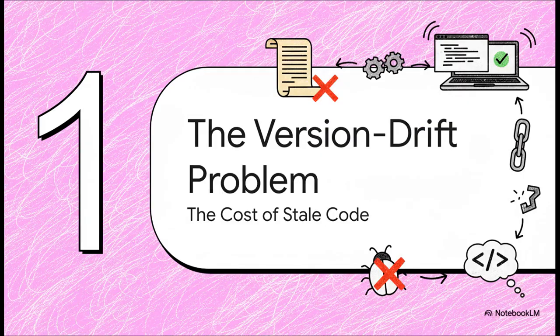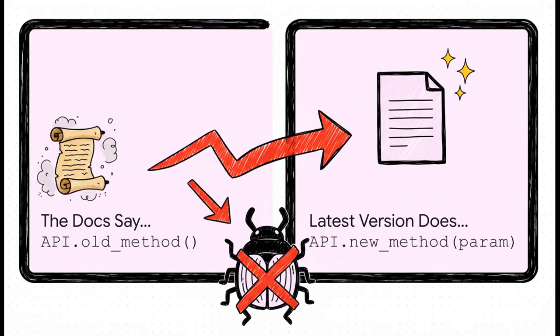You know that whole experience? It actually has a name, and that's what we're diving into first. It's called the version drift problem. It's the sneaky, silent productivity killer that happens when the docs you're relying on just don't match the code you're actually using. And here's a perfect example of what that looks like.